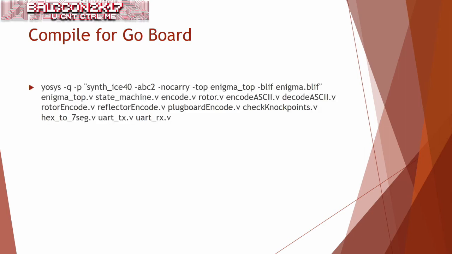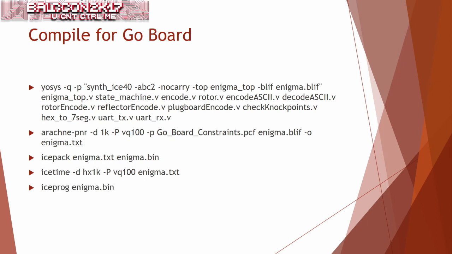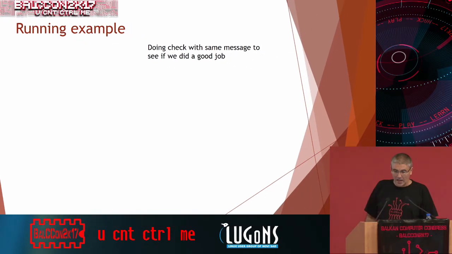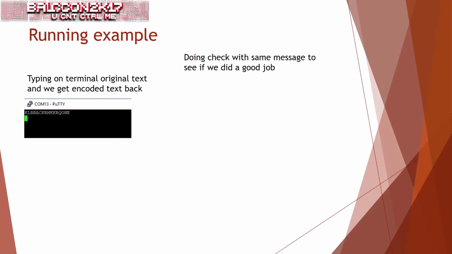And we are compiling everything now for the Go board. These are the steps: we prepare, compile everything, do the place and route, pack everything, do the timing check to see how fast we are, and do the programming. When we run the example, we can use PuTTY or anything else. It's a terminal.